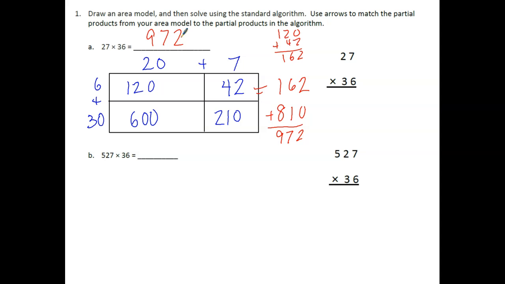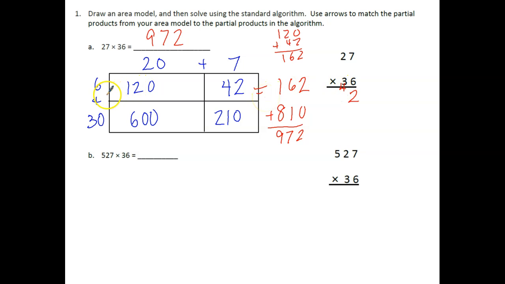Alright, let's look at this same problem as standard algorithm. Once I get my standard algorithm set up here, I have my first factor, 27 up top, and my 32 on the side. So once again, I say 7 times 6 is 42. Well, I know that it's going to be 42 ones. I can't put 42 in the ones place, so I'm going to put my 2 ones down, and I'm going to regroup 4 tens.